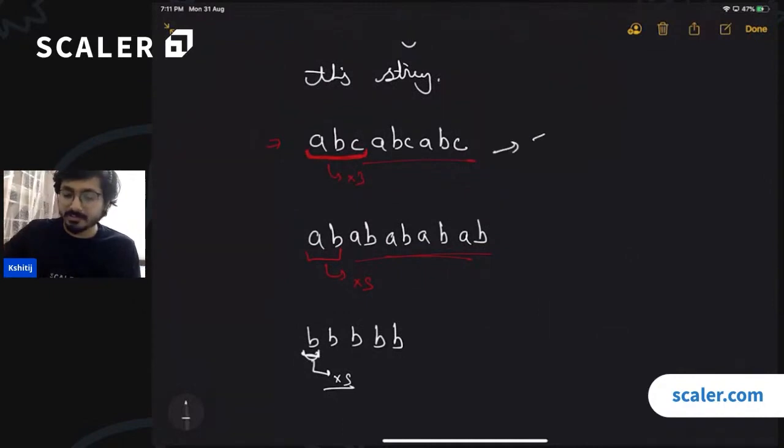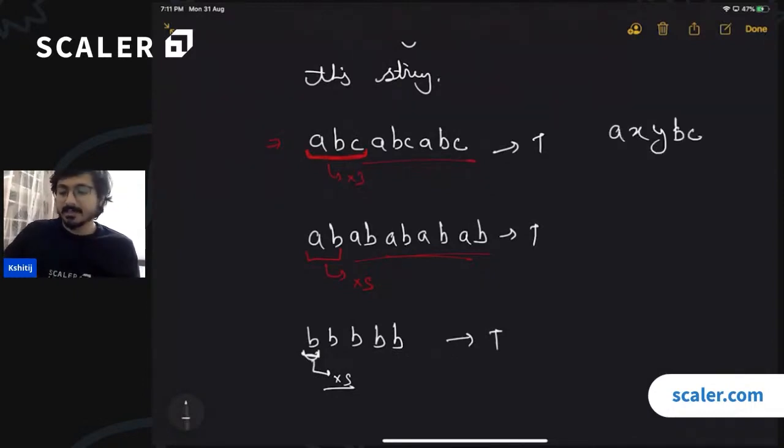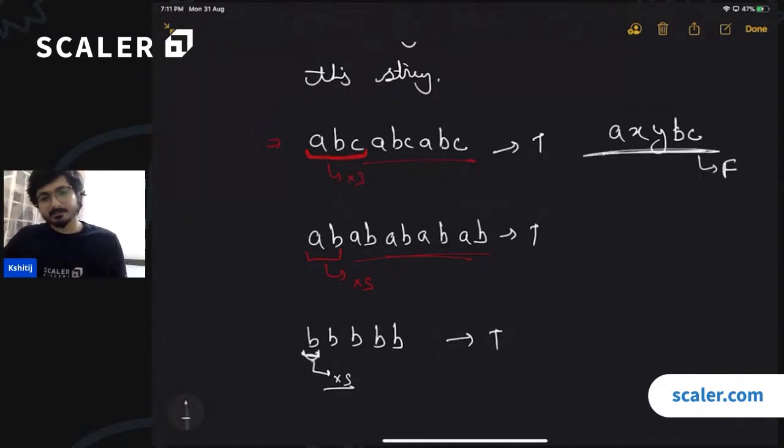So for this case, you return true. For this case, again, you return true. For this case also, you return true. And let's say if you have something like this. Here, there is no substring by repeating which we can form this string, right? So for this, you will be returning false.